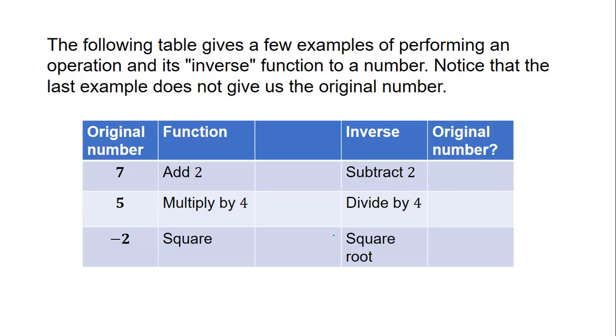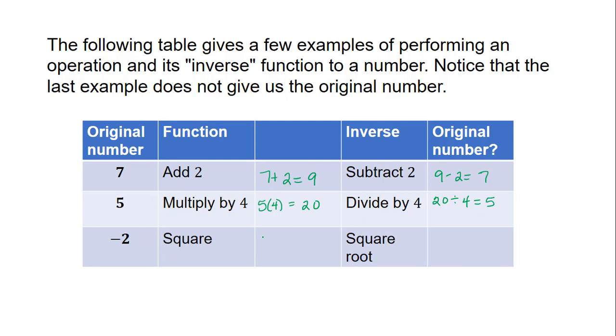So here is a table that actually goes through some of these operations and trying to figure out how can we get back to that original number. Just like I was saying before, if we have the number 7, if I add 2 to that number, I get 7 plus 2, or 9. But now if I subtract 2 from 9, 9 minus 2 gives me 7, so I get back to the original number. If I have the number 5 and I multiply it by 4, I get 5 times 4, which is 20. But now if I divide 20 by 4, I get back to the number 5.